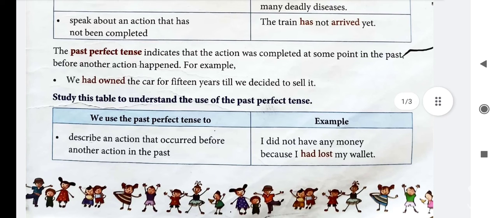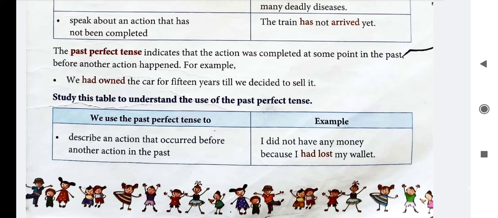Now, let's see the past perfect tense. The past perfect tense indicates that the action was completed at some point in the past before another action happened. So here, one thing has been completed at some point of time in the past before anything else happened. For example, we had owned the car for 15 years till we decided to sell it.